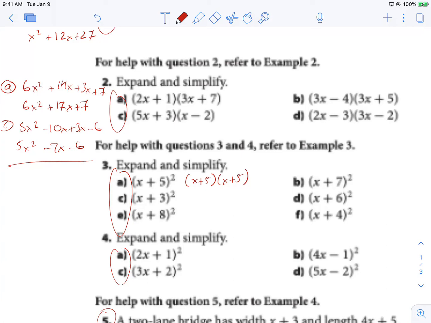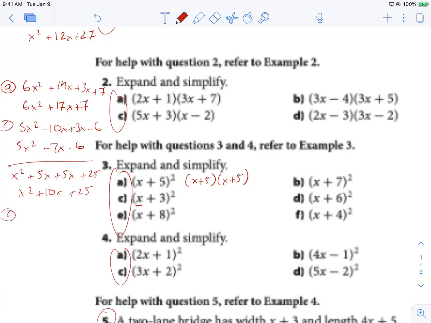So there's two ways to do this. You can either expand it just like we did there, and then just do what we've always been doing, that first, outside, inside, last, or there's a shortcut when you have something that looks like this. The shortcut is you square the first, square the second, and then multiply these two things together, and then just multiply by 2. I'm going to show you the original way that we've been doing it this whole time, and then the next one I'll show you the other one. For this one, we're just going to go first, outside, inside, last. So x squared plus 5x plus 5x, and then last was 25, so we get x squared plus 10x plus 25.